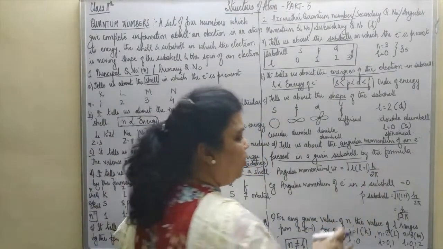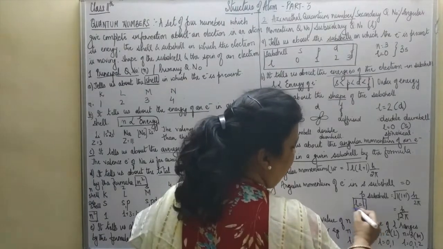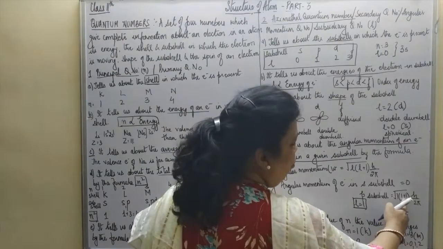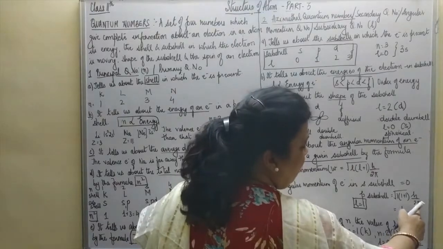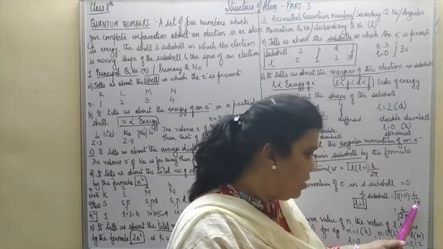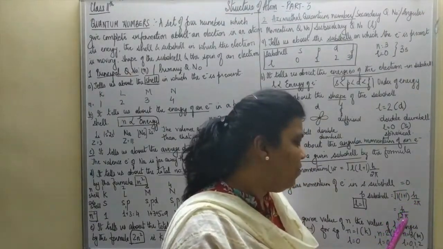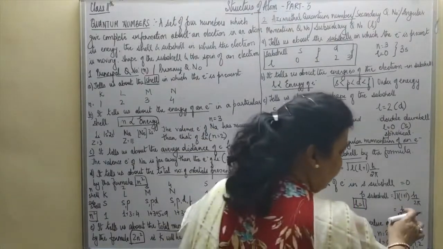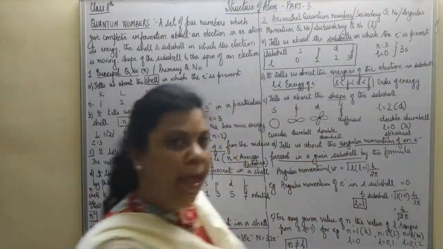For example, we need to calculate for the P subshell. For the P subshell, remember L is 1. So we will substitute L equals 1. We get 2. Root of 2 times 1 is root 2, and this 2 can be written as root 2 into root 2. So 1 root 2 and 1 root 2 will cancel. What is left is h upon root 2 pi.